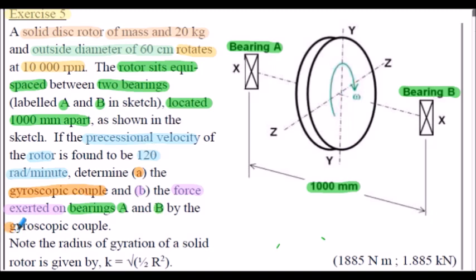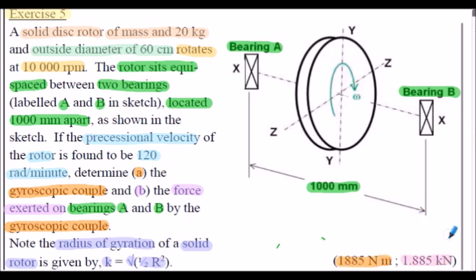by this gyroscopic couple. For reference here, we're informed that the radius of gyration of a solid rotor or solid disc, as shown in the sketch here, is given by the formula K is equal to the square root of a half r squared in brackets, where r would be the outside radius of the rotor. The answers are shown in the bracket.